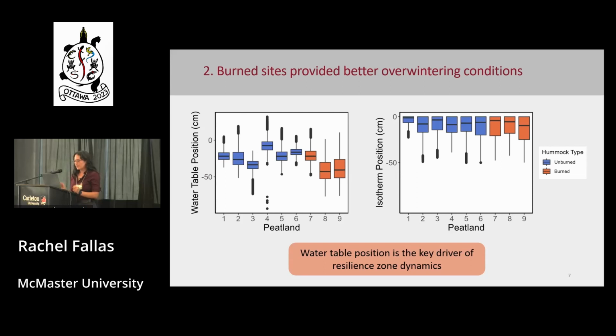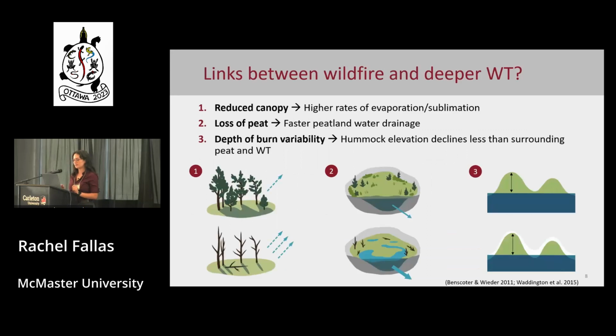And then if we break that down and look more at what the water table and 0 degrees Celsius isotherm is doing, we find that water table seems to be the key driver of those resilience zone dynamics. And we notice that the water table seems to be much deeper at the burned sites, and there is also a correspondence between the depth of that water table and the burn severity that those sites experienced. So there are a couple different reasons why that might be.